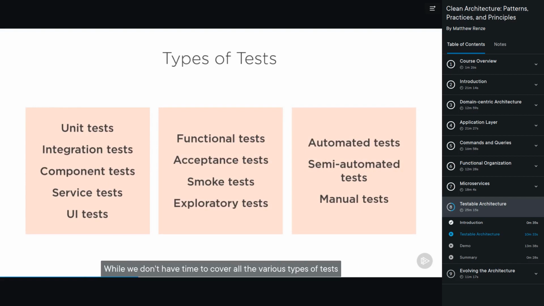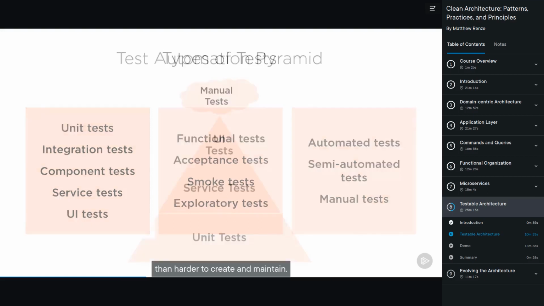While we don't have time to cover all the various types of tests that can be applied to our software architecture, we will, however, cover a subset of the most common of these types of tests and how our clean architecture makes them easier rather than harder to create and maintain.